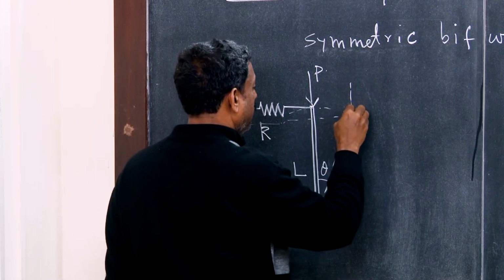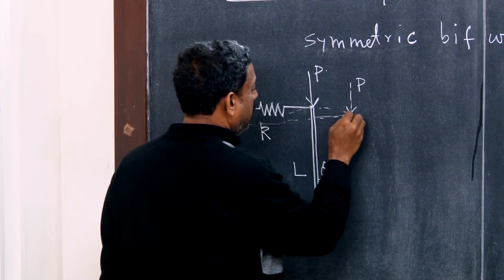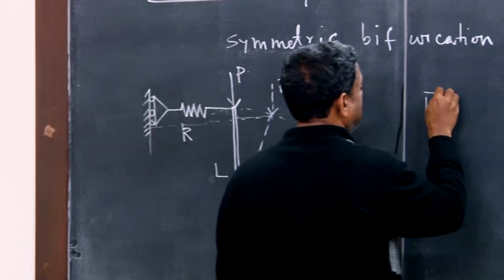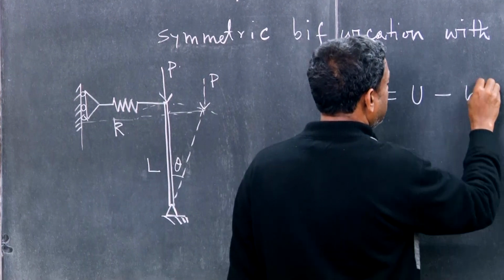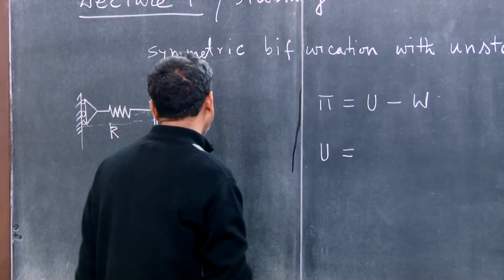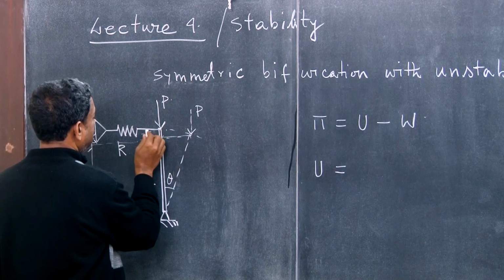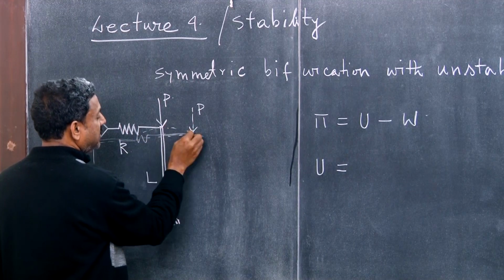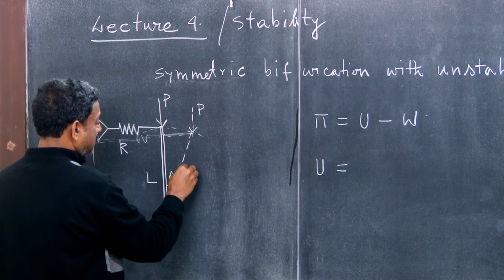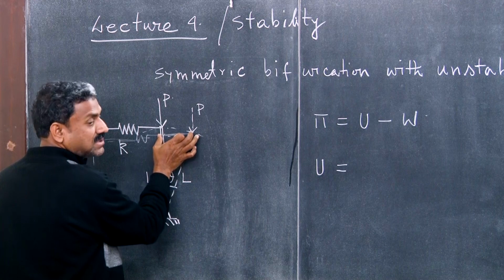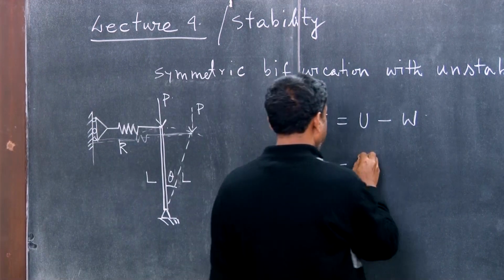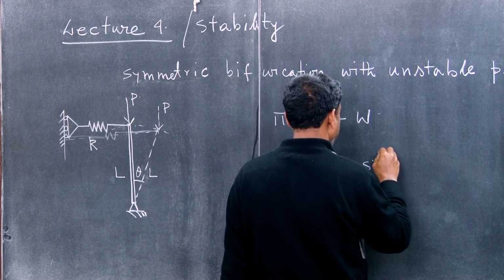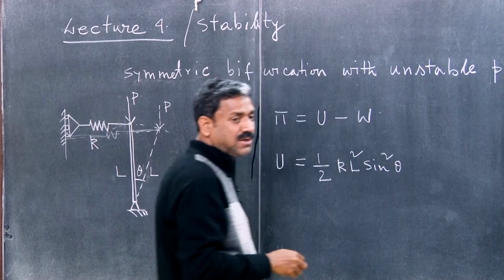Then load P is going there, and if the length is L, I am going to write down the potential energy function. Potential energy is equal to strain energy minus work done. What is the strain energy? Strain energy is contributed by this spring which is deformed. What is the displacement between these two points? If this angle is theta and this is L, then it is L sin theta. So, you can write half K L square sin square theta.